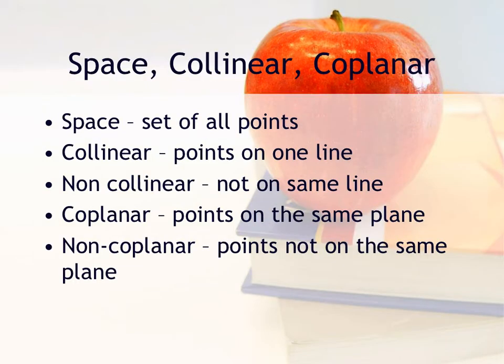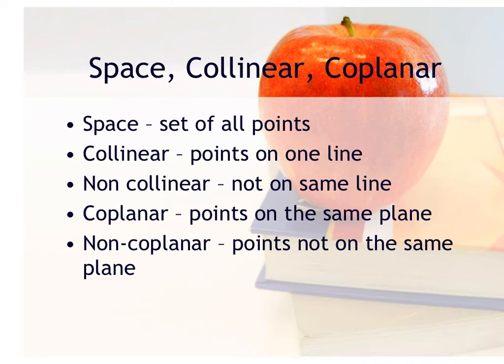is talking about space, collinear, and coplanar. So space is defined as the set of all points. Collinear means points on one line. So for example, if I were to draw a line, and if I were to put some points on here, I could state that points A, B, C are collinear because they're all on the same line.